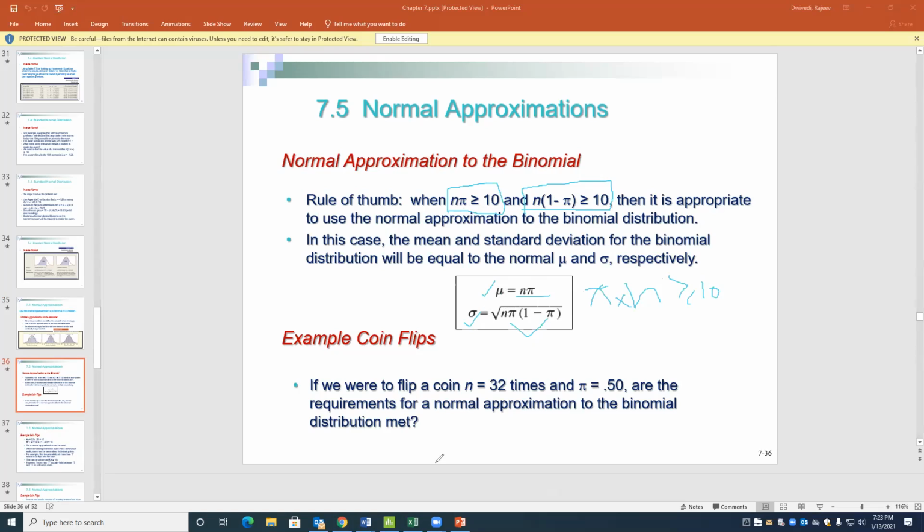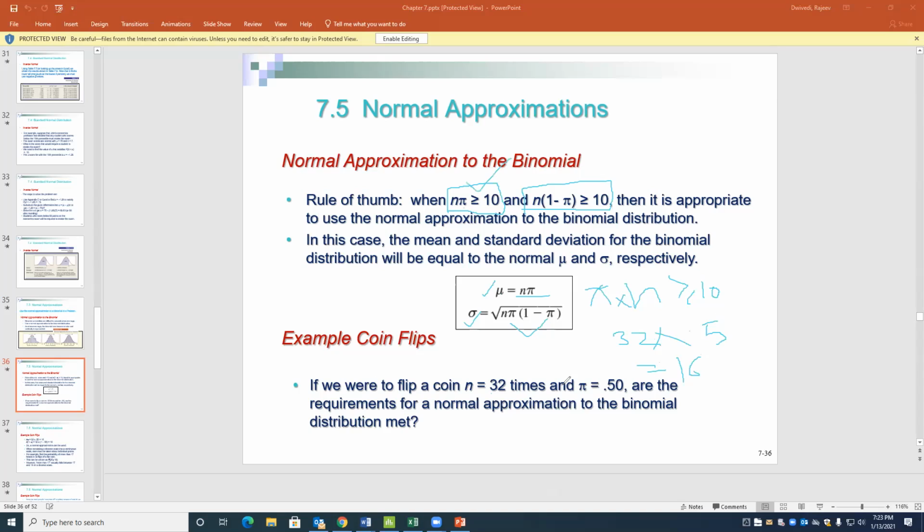Look into this case, n equal to 32 and pi equal to 0.5. So let me do 32 multiplied by 0.5. How much is it coming? 16, which is greater than or equal to 10, correct?